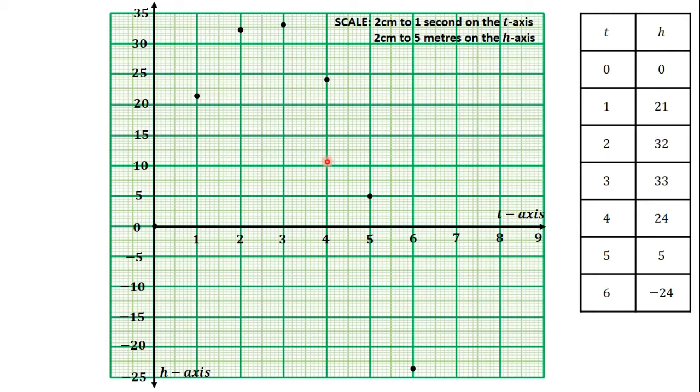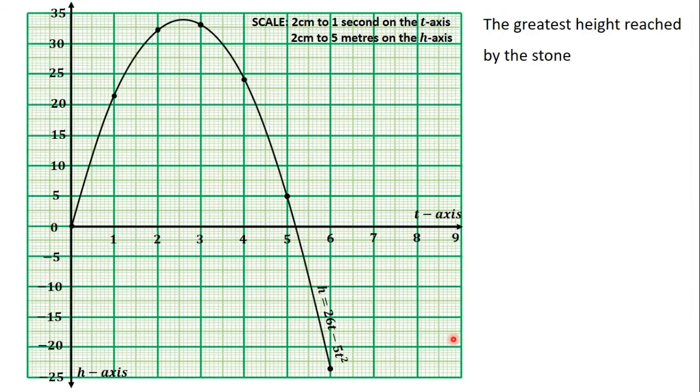So after you have plotted the points, we join them with our free hand to get the graph of the relation h is equal to 26t minus 5t squared. Now, let's move on to the next part of the question. It says that we should find the greatest height reached by the stone.